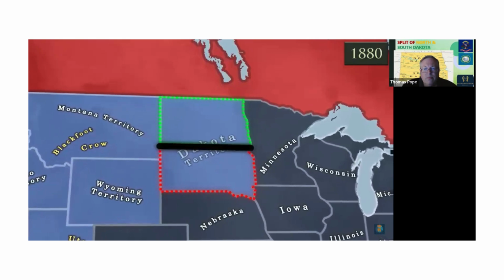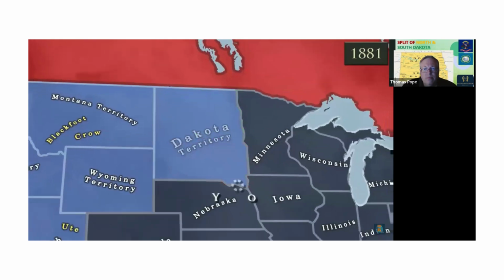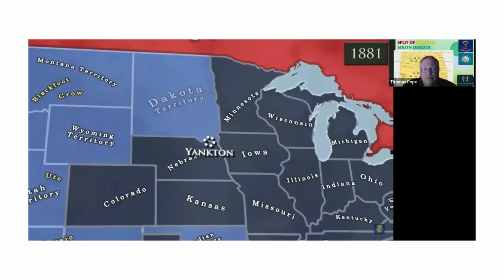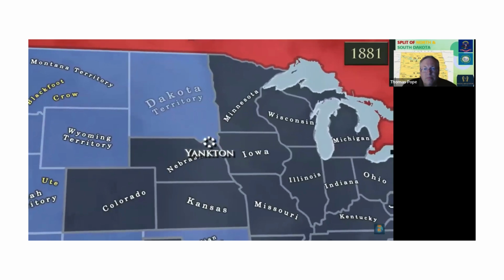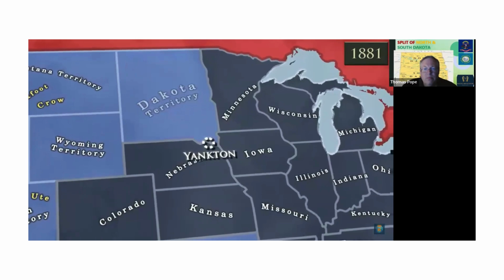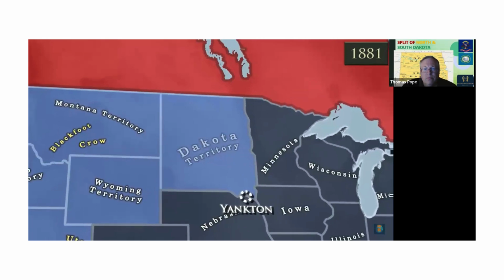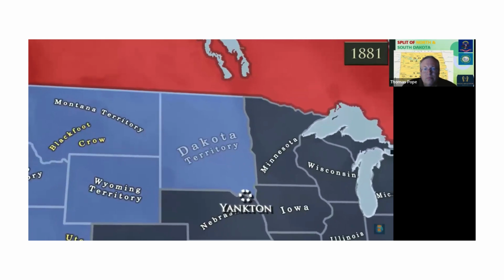The issue that blew the divide wide open was the capital city. Yankton had served as the territory's capital since its inception. It was easily accessed by rail from the east and sat on the Missouri River. But it was about as far away from North Dakotans as a capital could be.